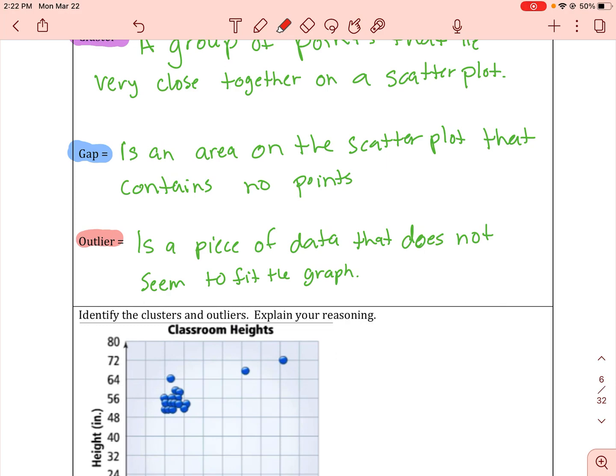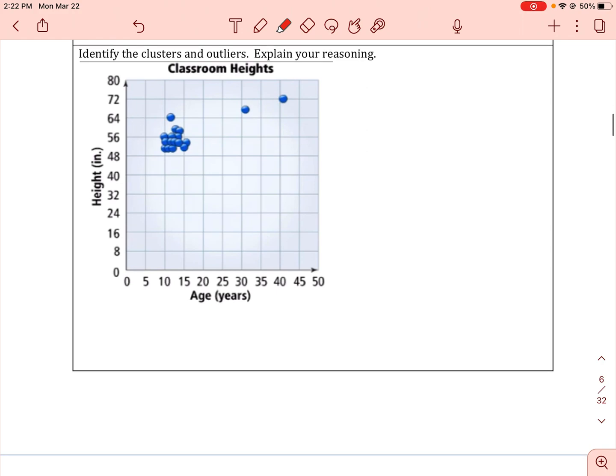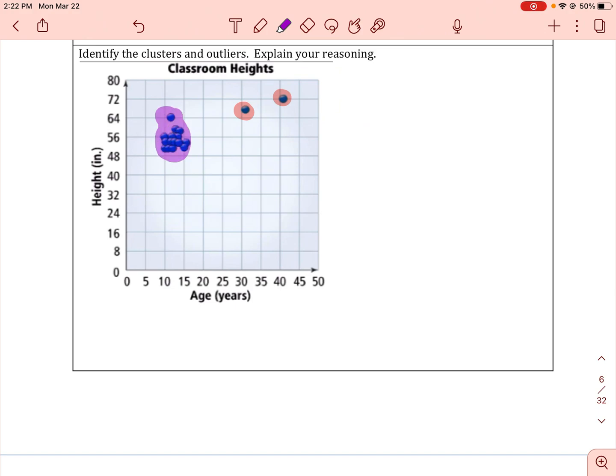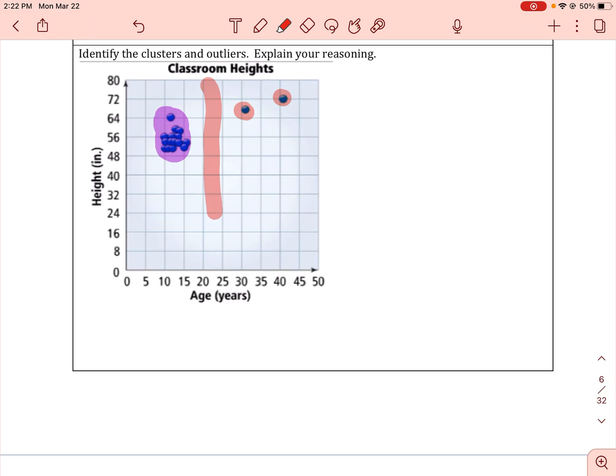If you need time to write these down, please pause the video and make sure we get those written down. So we want to identify the clusters and the outliers. Well, here's my outliers. Clusters. Here are my clusters. I know it didn't ask for this, but I didn't want red, I did blue. Here is a gap in the data.